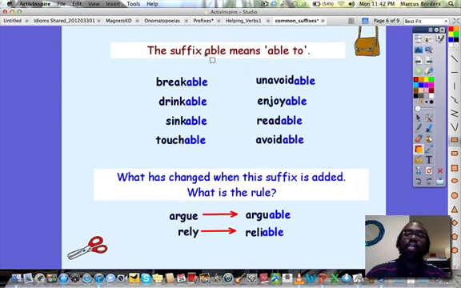Okay? The suffix able means able to: breakable, able to break. What has changed when the suffix is added? What is the rule? Argue, rely. What do you notice about those ending letters when you change argue to arguable or rely to reliable? If you notice here, that E is no longer attached to argue. It disappeared. You take that E off, that vowel, and you simply add the suffix able. Rely, same as a few slides back: you take off that Y, replace it with an I, and then you add your suffix.